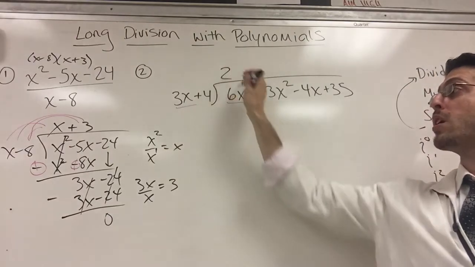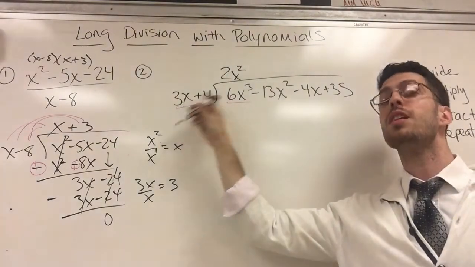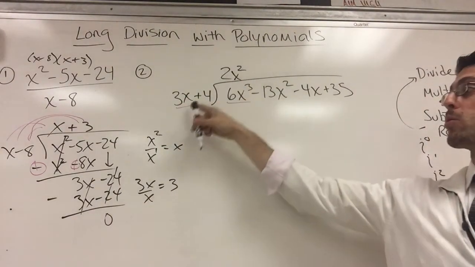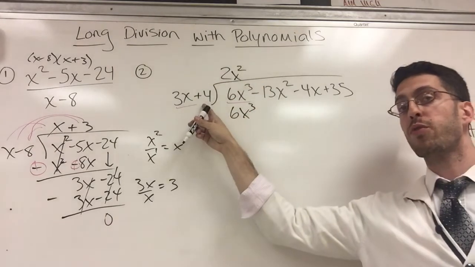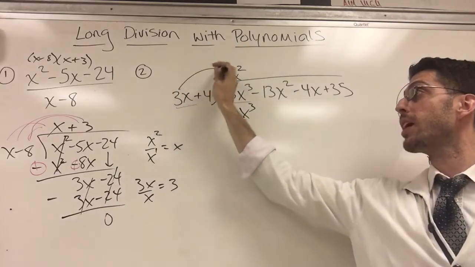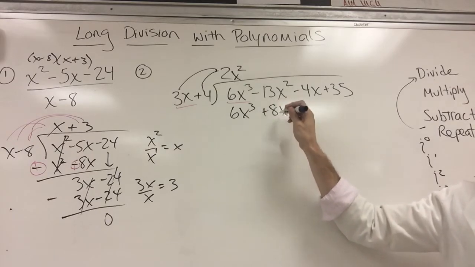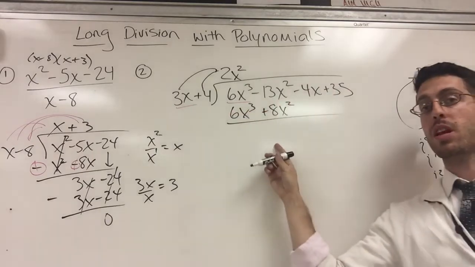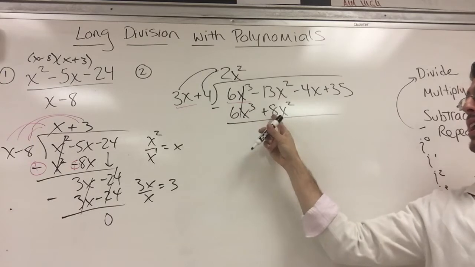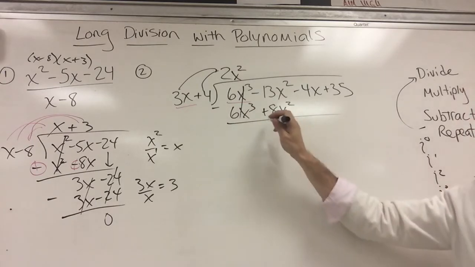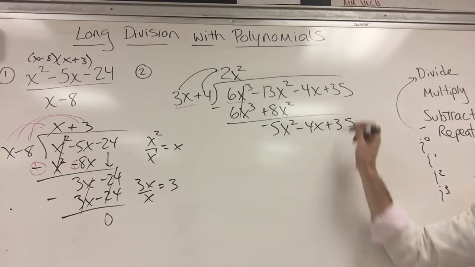6 divided by 3 is 2. x to the third divided by x is x squared. Remember that? Divide the coefficients, subtract the exponents. All right, now I'm going to multiply 2x squared times 3x is 6x to the third. 2x times the 4, right? Don't forget you're distributing here, this and this. So that'll give me positive 8x squared. Good thing I got my like terms lined up, so I'm going to subtract. That cancels, or else I made a mistake. Negative 13 minus 8 gives me negative 5x squared, and I'll drop everything else down.